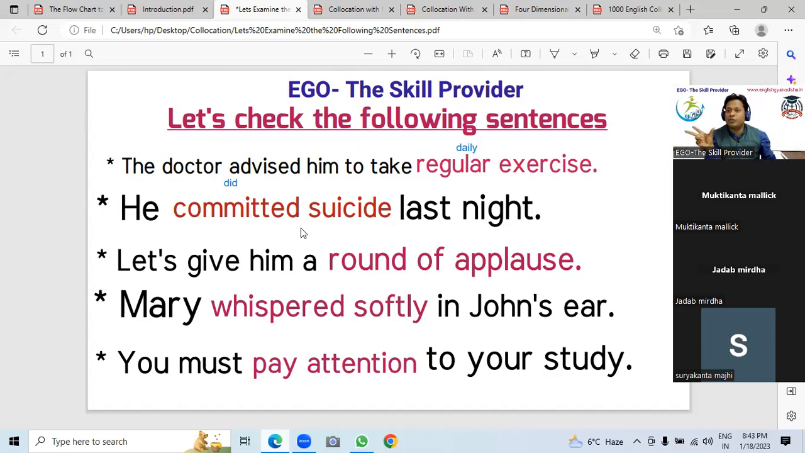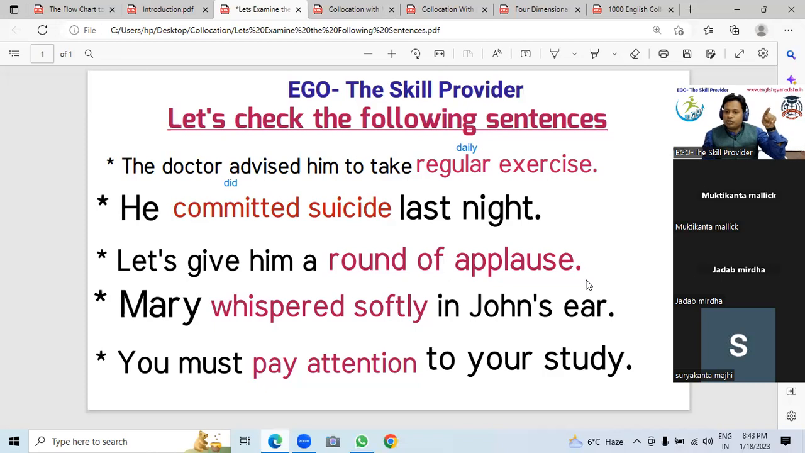Only one works: committed suicide. With suicide, the verb "committed" will be used. He committed suicide, that's correct. But "he did suicide" or "he has done suicide" is wrong. That is called collocation. Let's give him a round of applause.